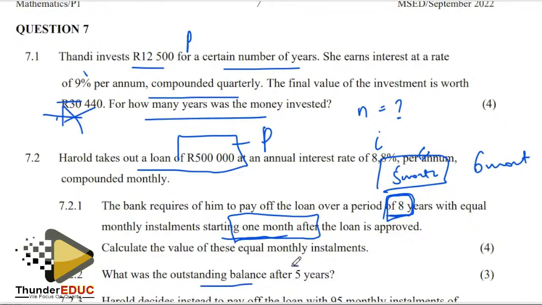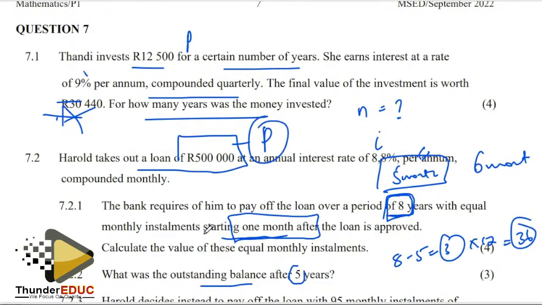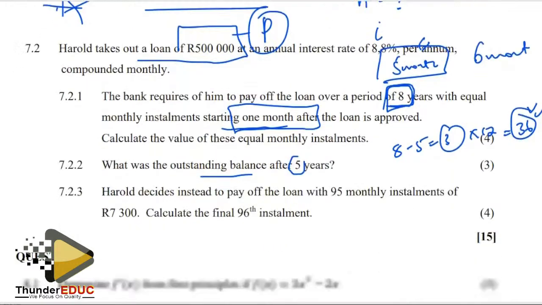Outstanding balance after 5 years, remember the period was 8 years. So if you get 8 minus 5, you're going to have 3 years left. 3 times 12, this is monthly, we're going to get 36 months. So use the present value formula, okay, with the same installment that you got in 7.2.1, where there is N, put a 36. Whatever you get becomes your outstanding balance.